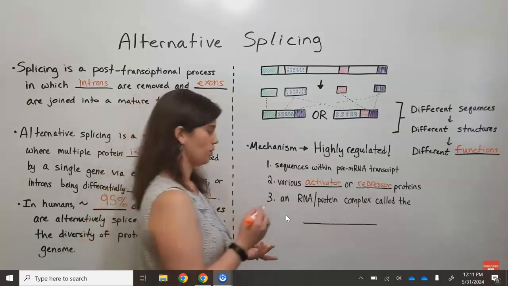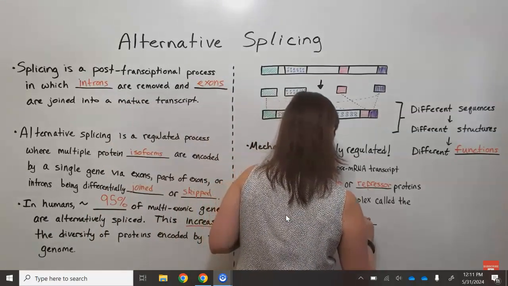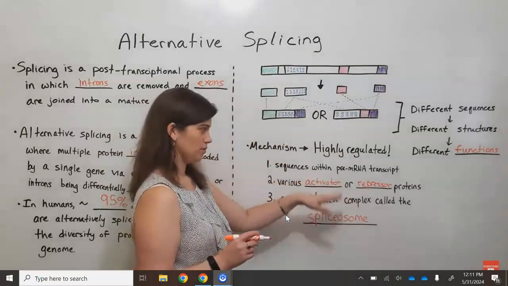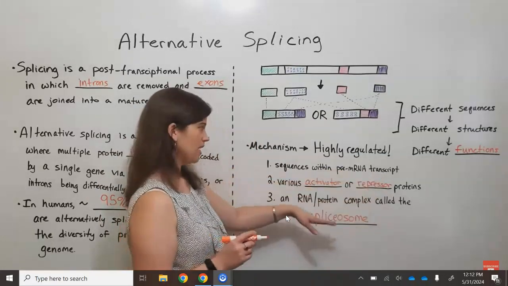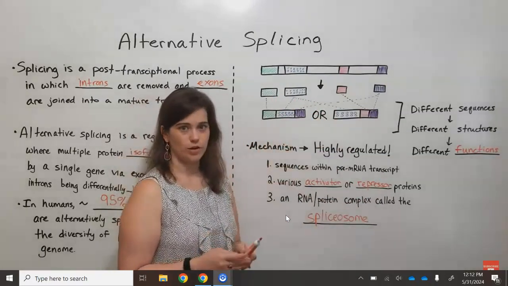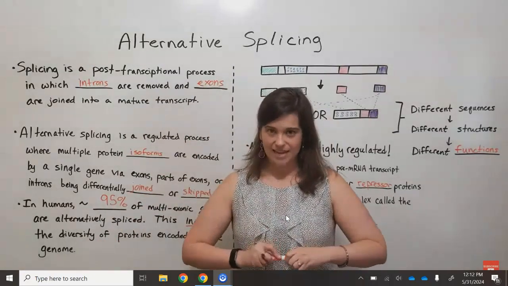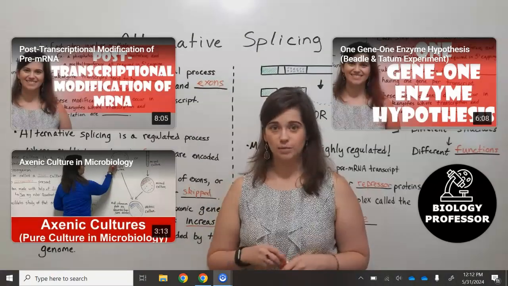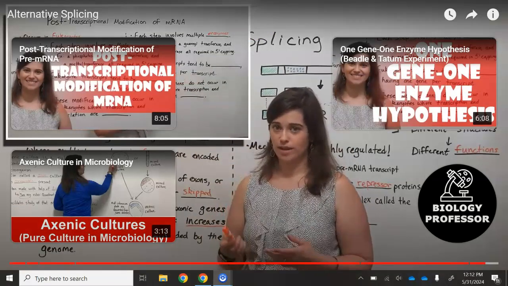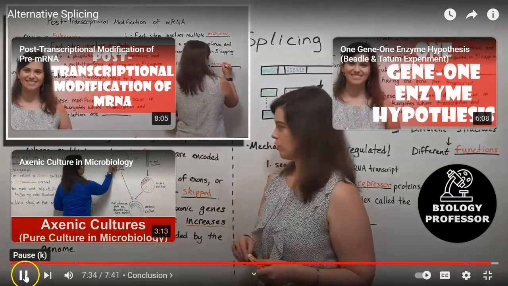This complex is called the spliceosome. And the spliceosome works along with the activator proteins which activate it, repressor proteins which repress it, to go and cut in the right places and join in the right places to get these different transcripts that eventually lead to the different protein isoforms. So that is it for this video on alternative splicing. If you're interested in learning about post-transcriptional modifications like regular splicing, also 5' capping, the 3' poly A tail, please see my video on the post-transcriptional.